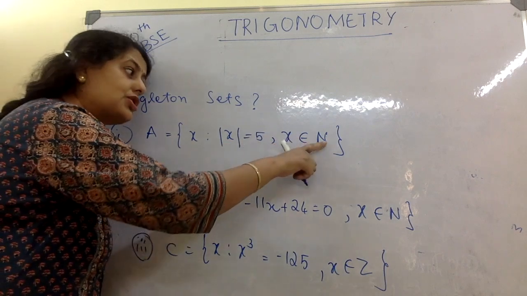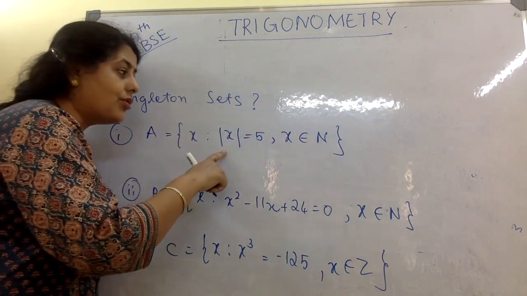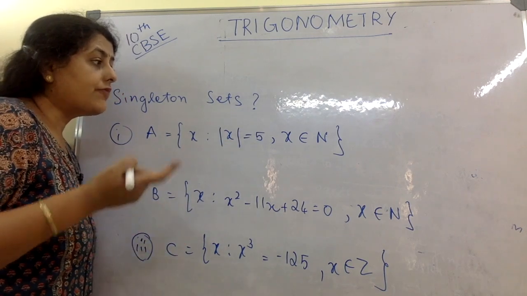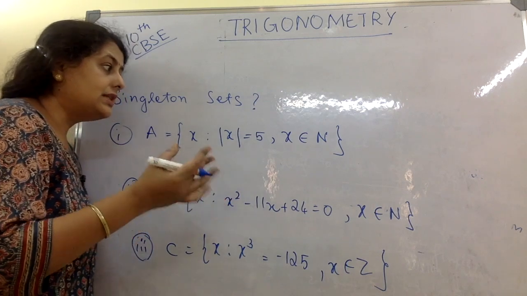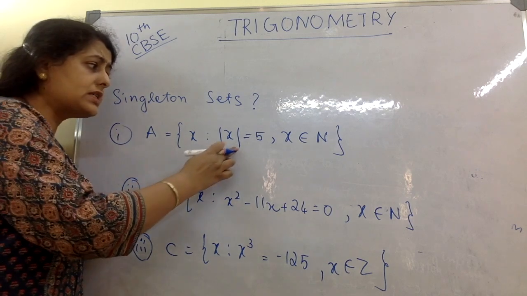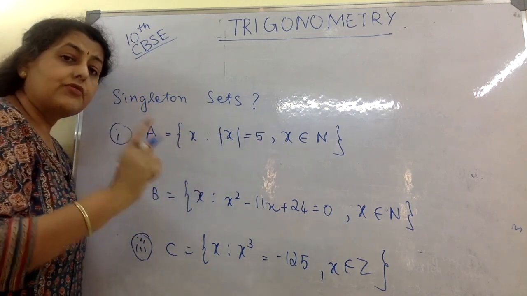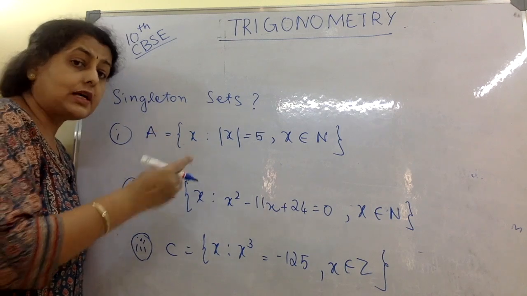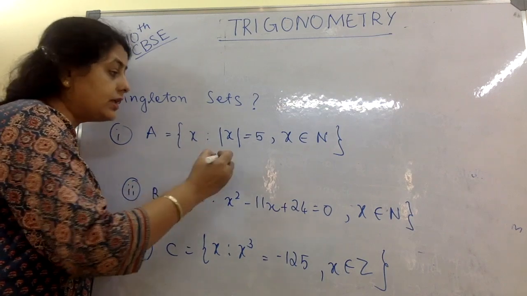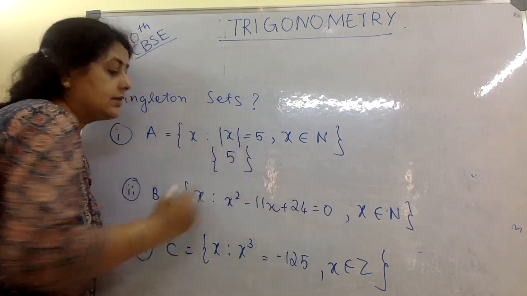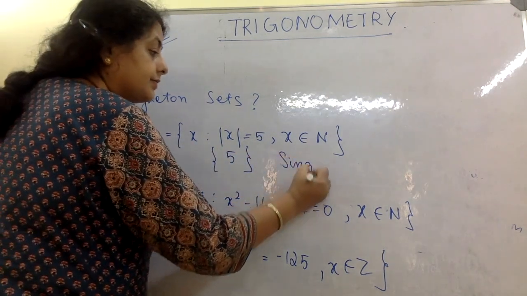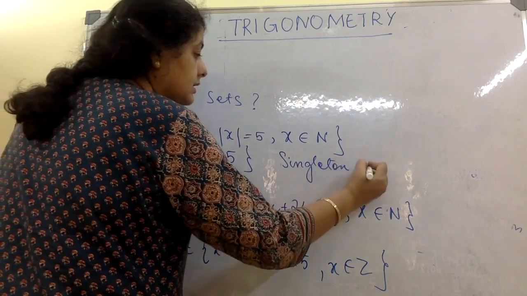Now, x belongs to natural numbers and mod x is equal to 5. That means if x is a natural number, then mod x equal to 5 can be only one number, which is 5 itself, plus 5. We can't even take minus 5. So the only value of x is 5. Hence this is a singleton set.